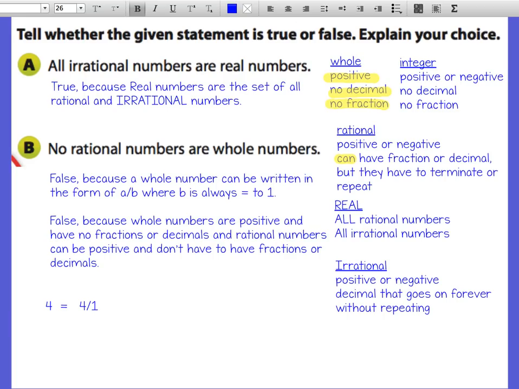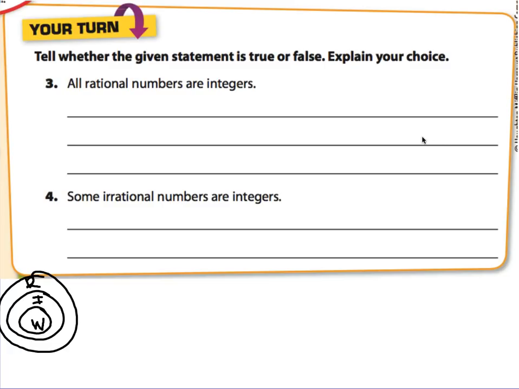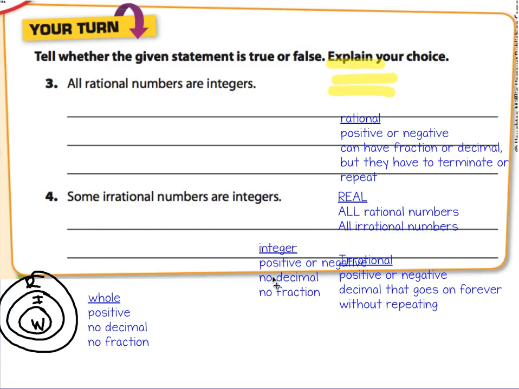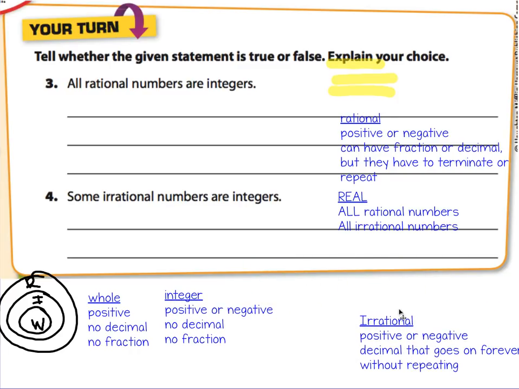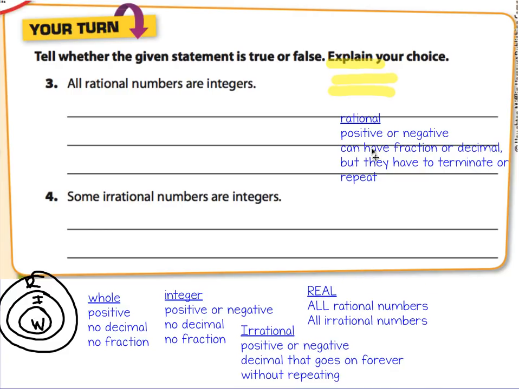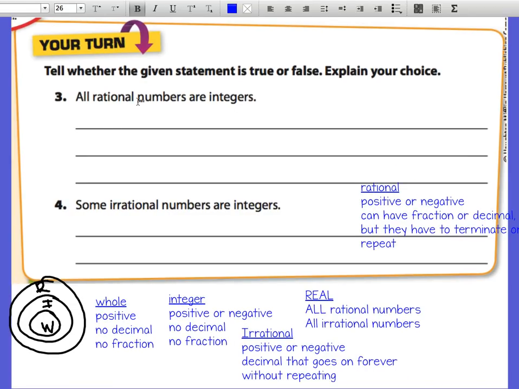Well, I'm going to go back and grab my words here. I know that whole numbers, integers, irrational, real, and rational. I'm running out of space here. So all rational numbers are integers. I want you to try the two of these on your own and then come back and check your answers.